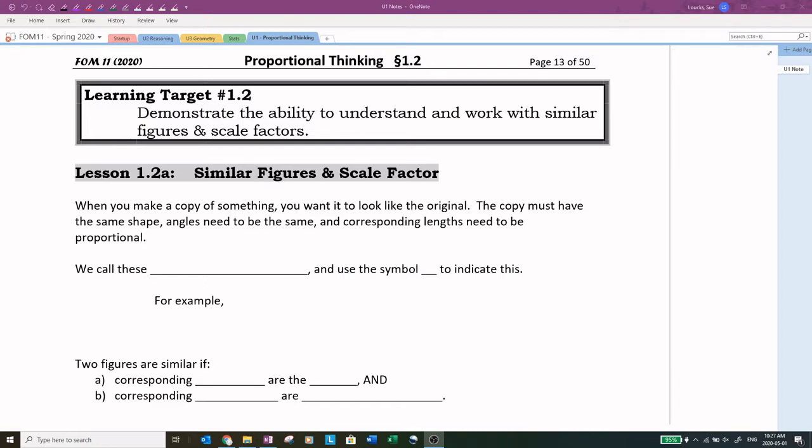We're going to talk about proportional thinking and specifically demonstrate the ability to understand and work with similar figures and scale factors. So we're going to start by talking about similar figures and scale factor. When you make a copy of something, you want it to look exactly like the original. It has to have the same shape, the angles need to be the same, corresponding leg lengths need to be proportional, and we'll talk a bit about that more later. We call these similar figures.